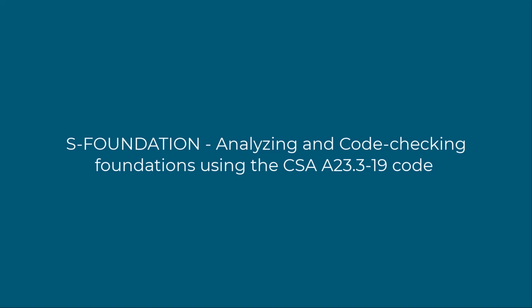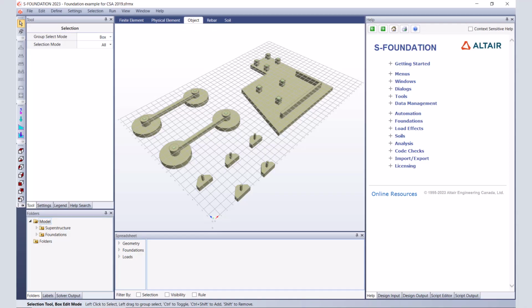Please join me in this very short video to learn how to analyze and code check different types of foundations using the latest CSA 2019 code for the design of concrete structures in S Foundation. Before we jump into action, it is worth mentioning that the CSA 2019 concrete code will only be available in S Foundation's latest version. That is, to the day in which this video is being recorded, S Foundation 2023.1.